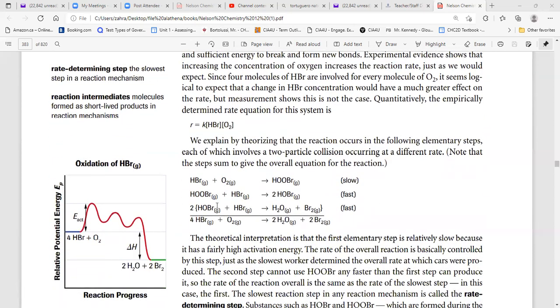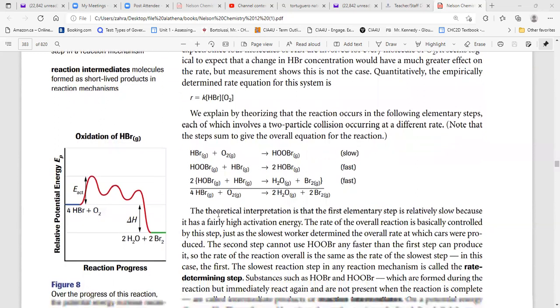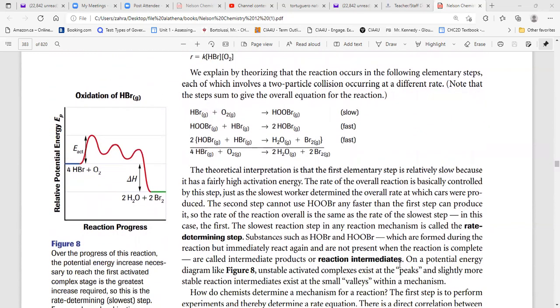But actually, we see this mechanism happening. HBr plus oxygen gives you HOOBr, and this HOOBr will immediately react with another HBr to form HOBr, and this HOBr will again be immediately consumed by another reaction. So this HOOBr that is formed and then consumed, and the HOBr that is formed and then consumed, we call reaction intermediates. As you see, the first one is slow and these two are fast.